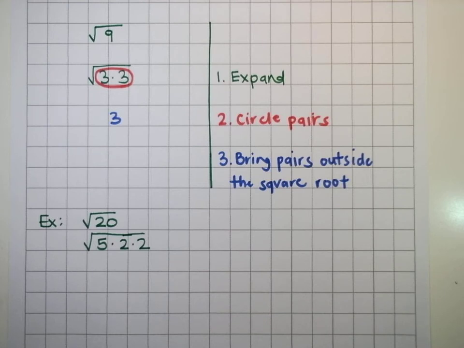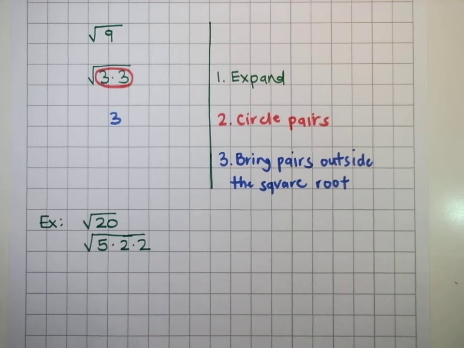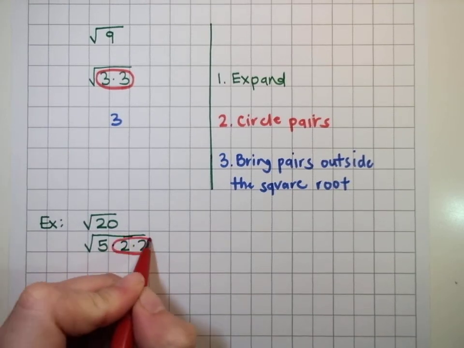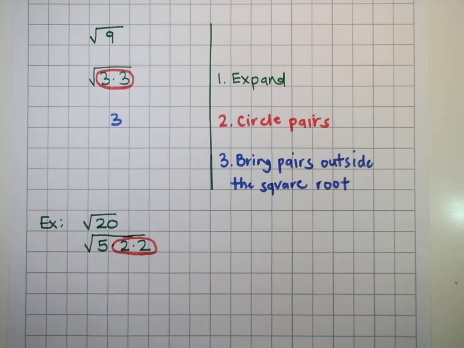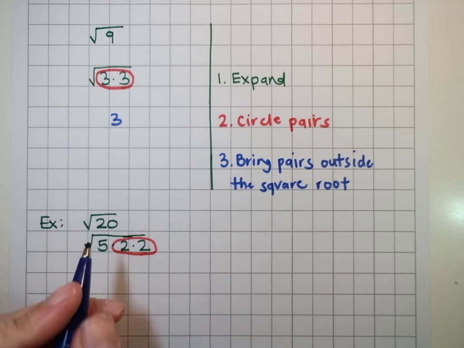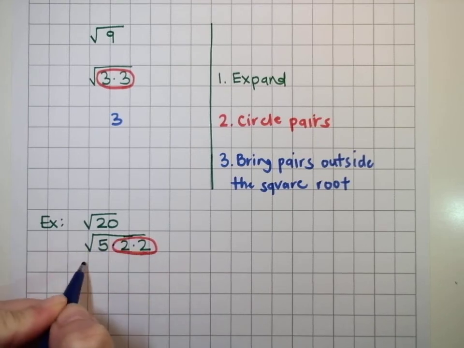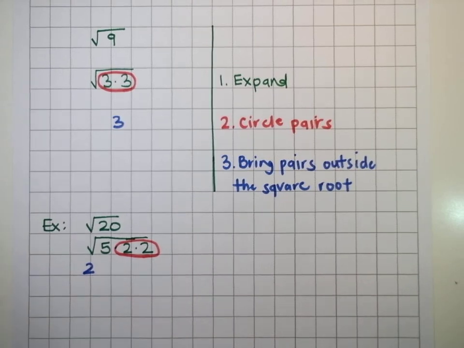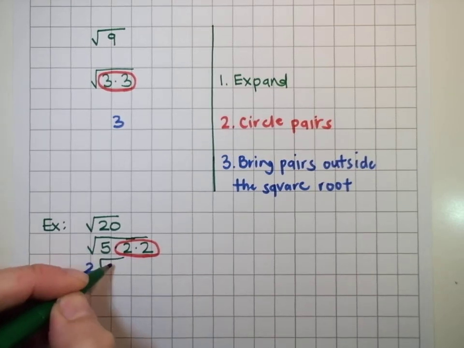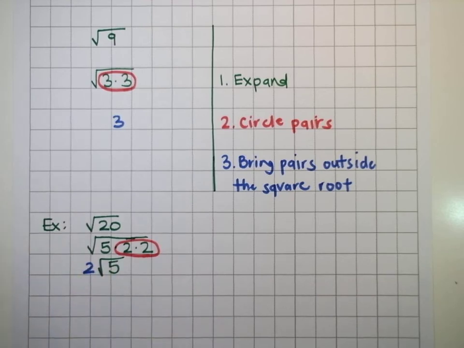Once we do that, we can circle pairs. So we have a pair of 2's right here. That's it for our pairs. So now we bring our pairs outside of the square root. So the square root of 2 times 2 is just 2. And so that comes out. And everything else stays inside the radical.